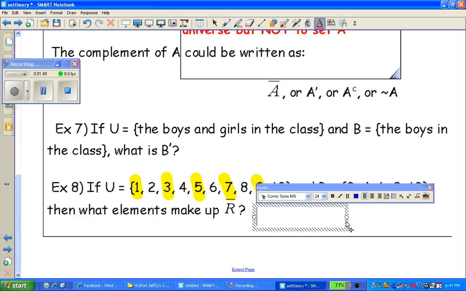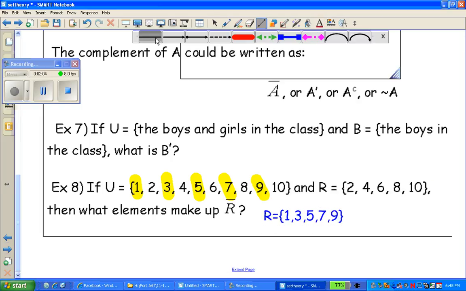So we would list the complement of R: 1, 3, 5, 7, and 9. And just go ahead and put that notation in here since they wrote it with the bar over it. And do the same.